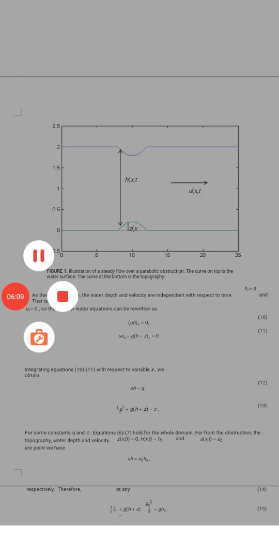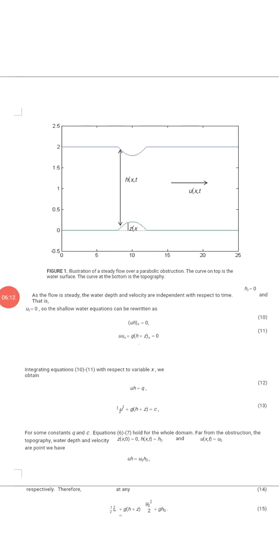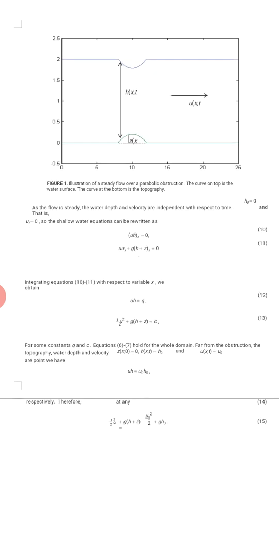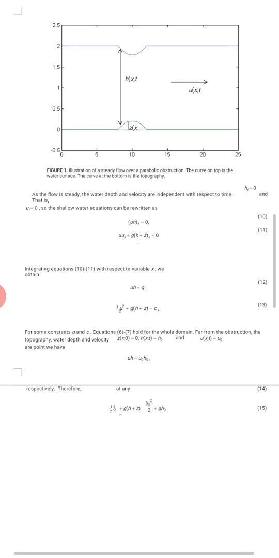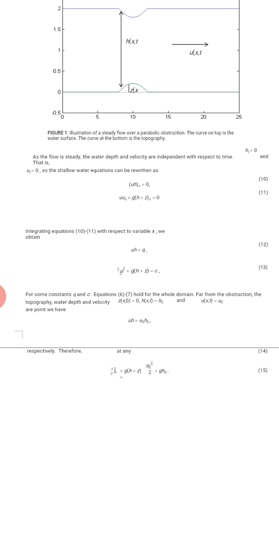Here the figure is an illustration of steady flow over a parabolic obstruction. The curve on the top is the water surface. The curve at the bottom is the topography. As the flow is steady, the water depth and the velocity are independent of the time t. That is, h_t equals 0 and u_t equals 0. So the shallow water equations can be rewritten as u h of x equal to 0, and u into u_x plus g into h plus z of x equal to 0.